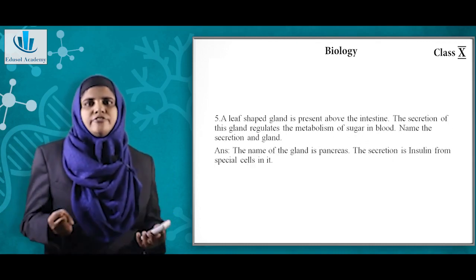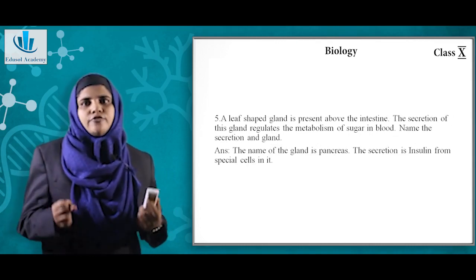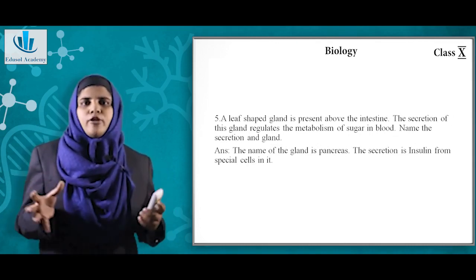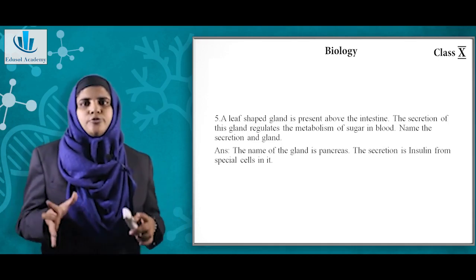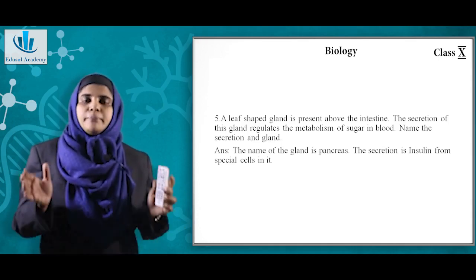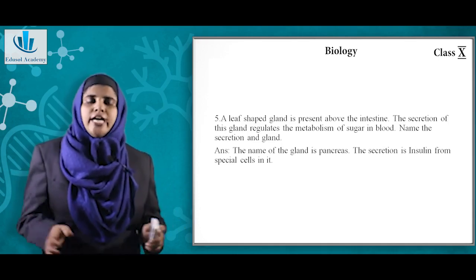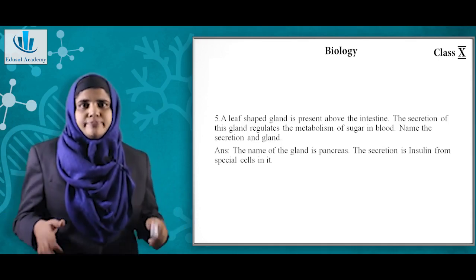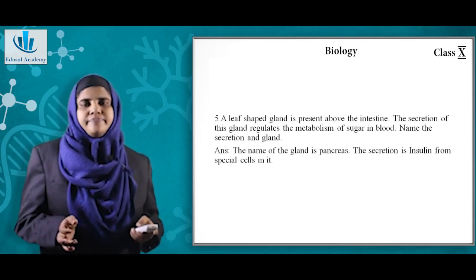Now, a leaf-shaped gland is present above the intestine. The secretion of this gland regulates the metabolism of sugar in the blood. Name the secretion and the gland. So you know that the gland will be pancreas and the secretion is insulin. So insulin basically controls the metabolism of sugar in the blood.